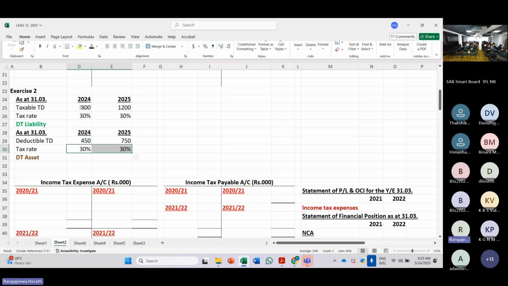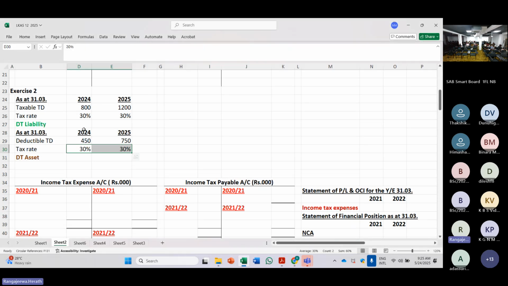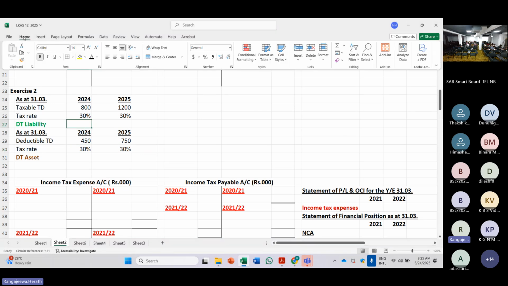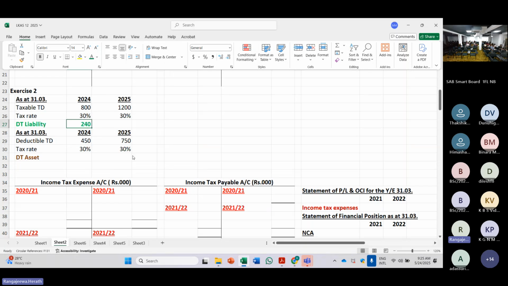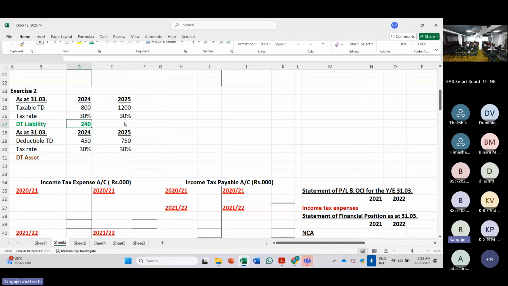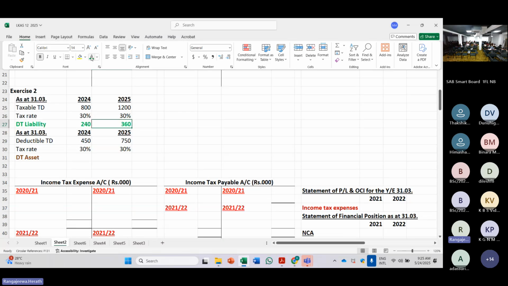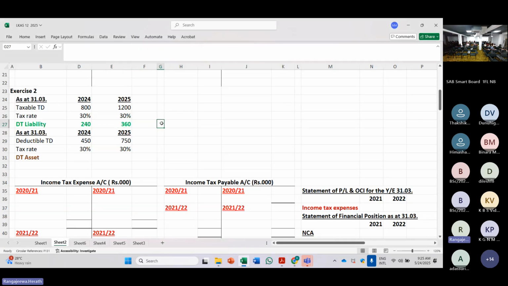So taxable temporary difference multiplied by the tax rate, you will get the deferred tax liability. Right? This is my formula. Taxable temporary difference multiplied by the tax rate. So you are given the taxable temporary difference, right? 800 into 30%. As at 31st March 2024, deferred tax liability is 240. 1,200 into 30% means as at 31st March 2025, deferred tax liability is 360.